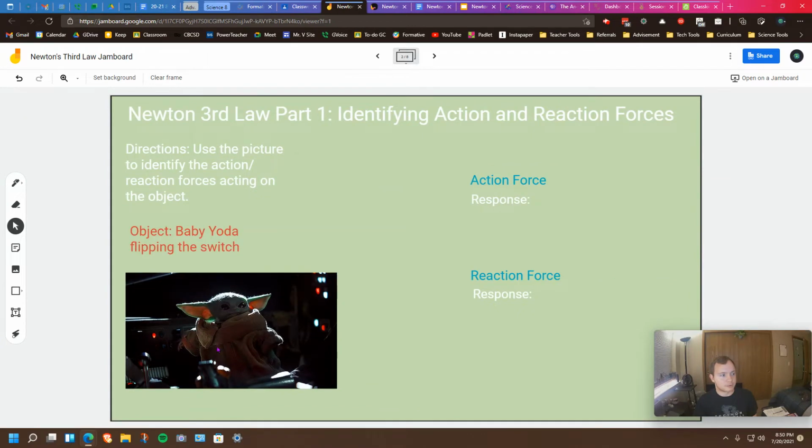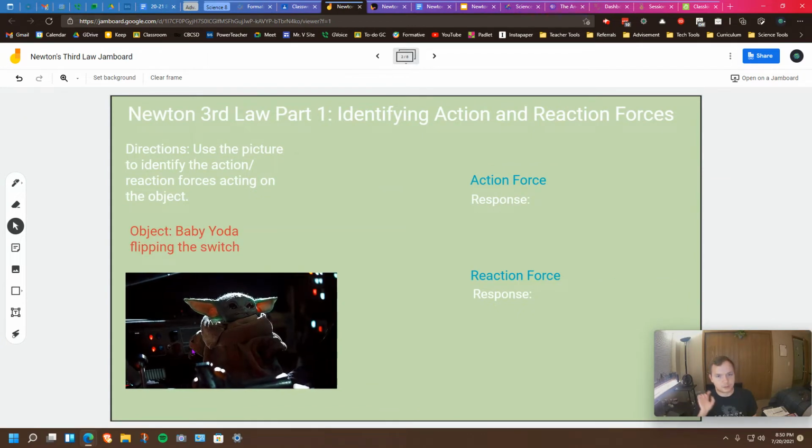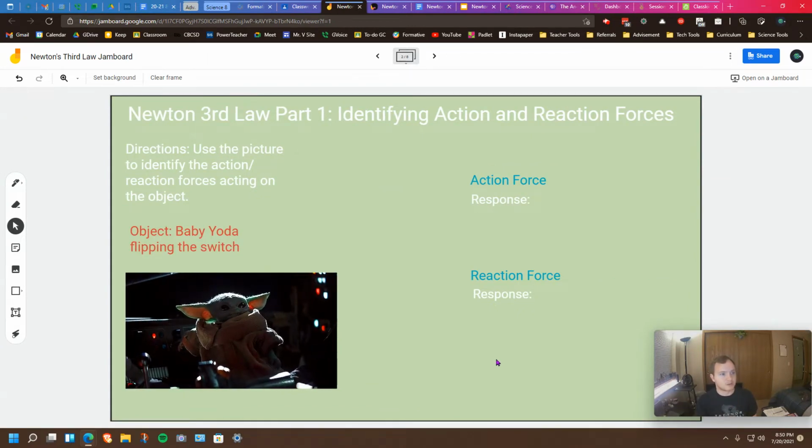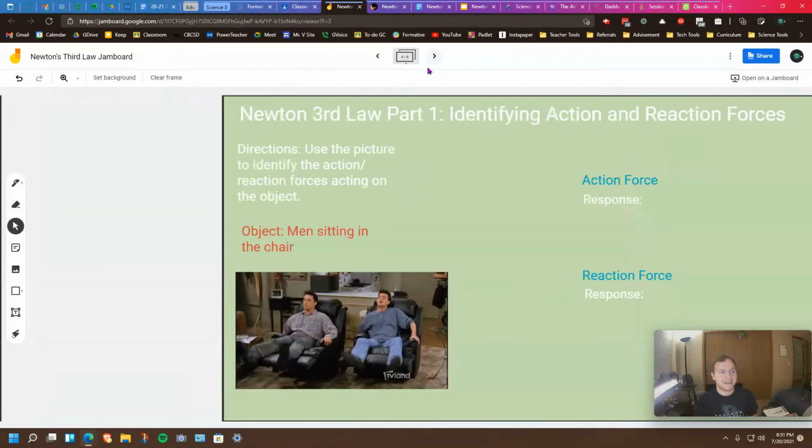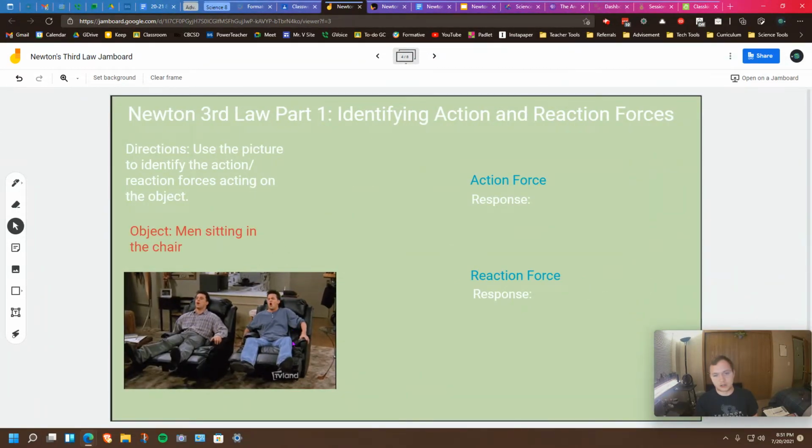The next example is him flipping the switch. When he's actually pushing on the switch, you can find the action and reaction. This one is them clapping their hands together. Some kids get confused with this. Focus on one hand as the object, not both, because those could almost be two different ones. It helps me to hold one hand not moving, and then take the other one and hit it. It helps me picture it, and it has helped some kids in the past. And then the last one is just them sitting in the chair.